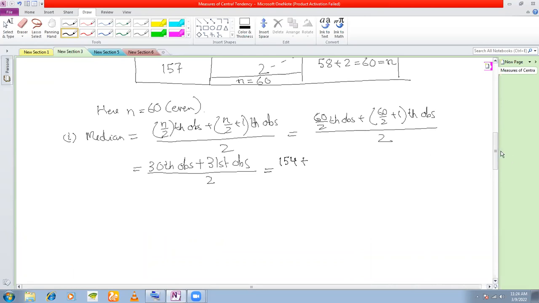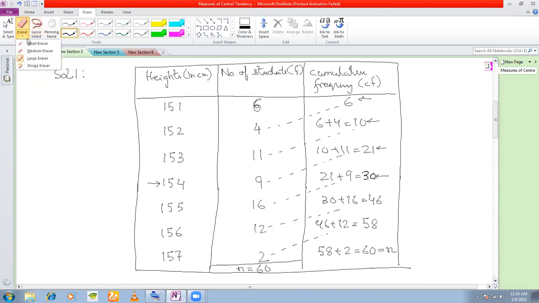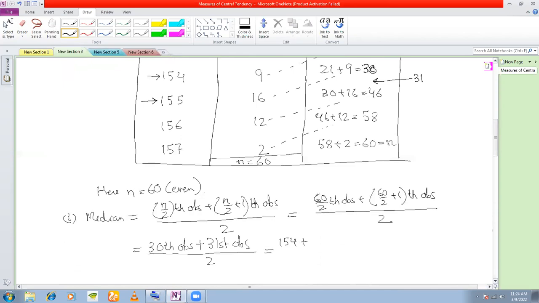Plus, now the question is the 31st observation. The 31st observation clearly means that 31 is a number that lies between 30 and 46, right? So here is where 31 lies, isn't it? Between 30 and 46. So you choose the next observation, which is 155, as your 31st observation. So here you have 154 plus 155 divided by 2, right? So you get 309 by 2, which is equal to 154.5. And this is your required median for a simple frequency distribution.